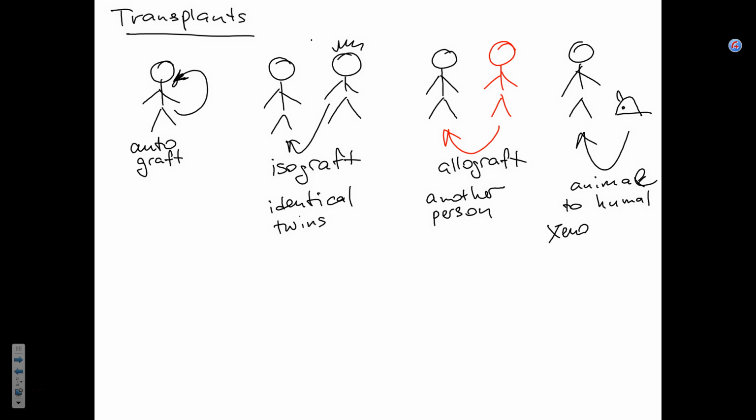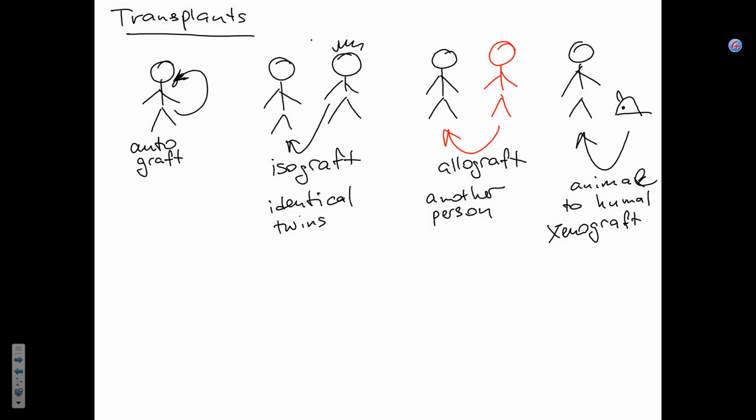That's xenograft. Xeno stands for alien, foreign. Does that make sense? So what types of xenografts? I know actually one: valves, heart valves, because there's little rejection associated with it.